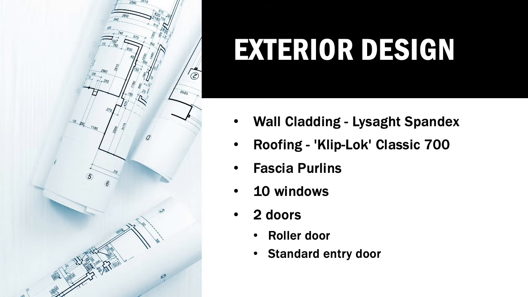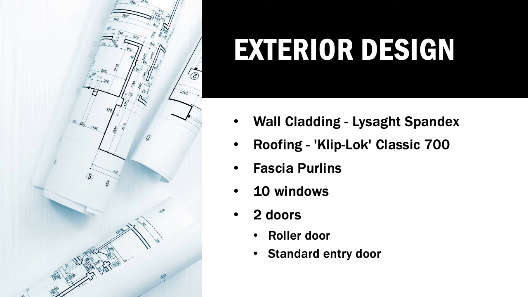In the exterior design, the walls were Lysaght Spandek which had a width of 24 millimeters. Between the roof and the walls were facade purlins. The roof was a Cliplock Classic 700 which had a thickness of 40 millimeters. 10 double hung windows were used, with 3 on the ground floor and 7 on level 1. All were placed near the mezzanine level.